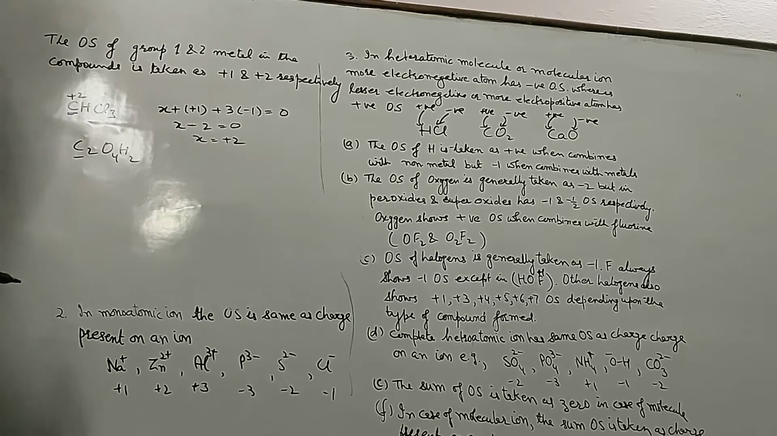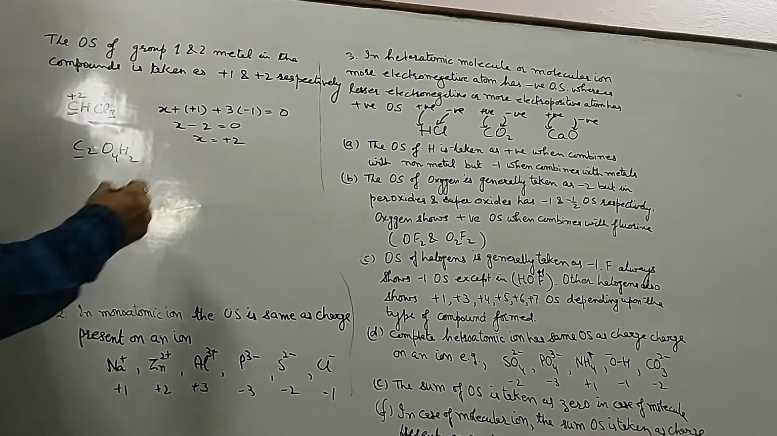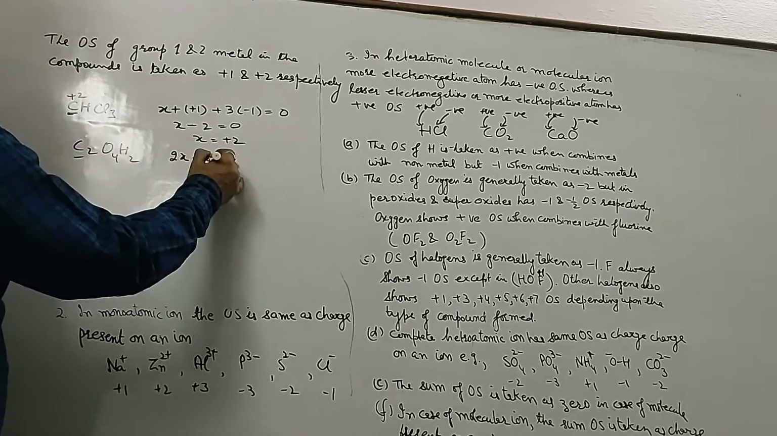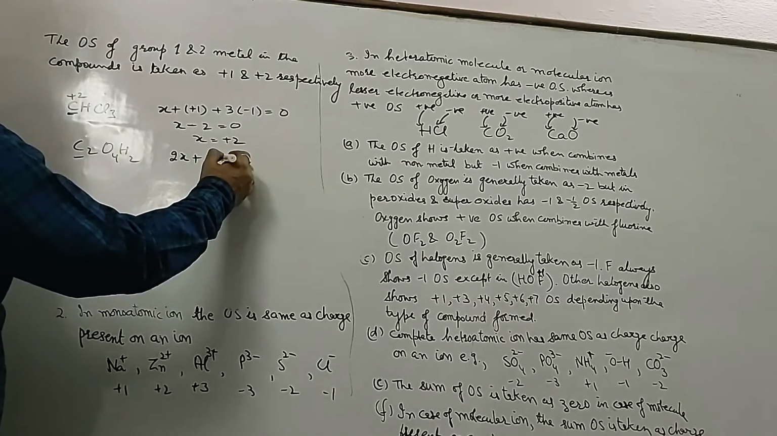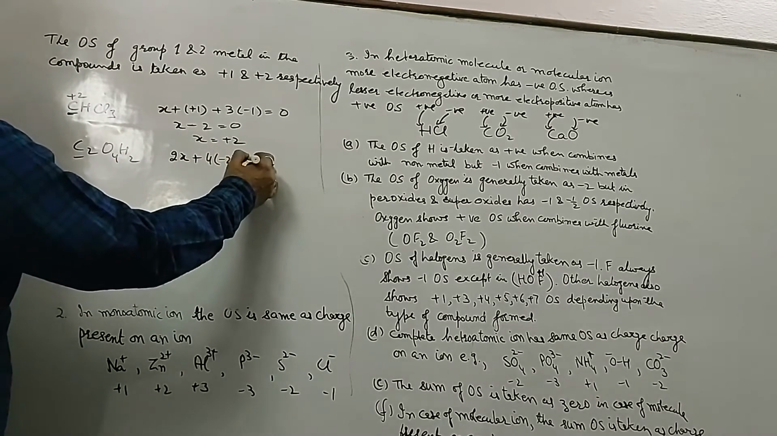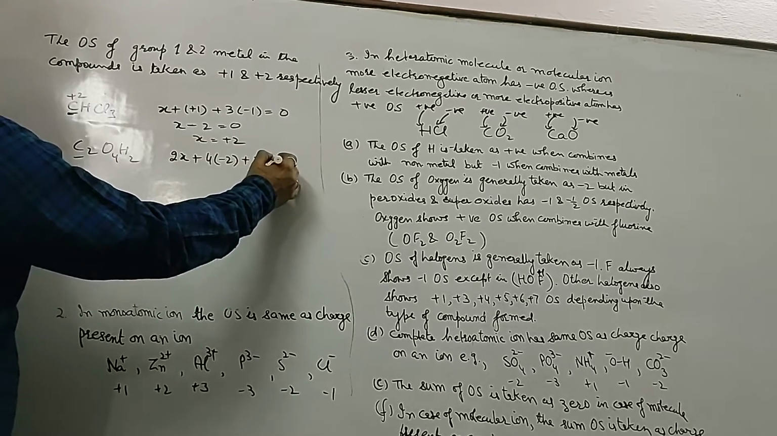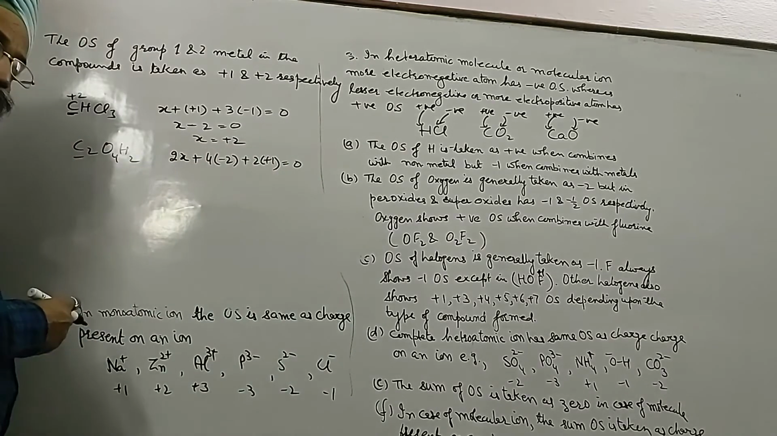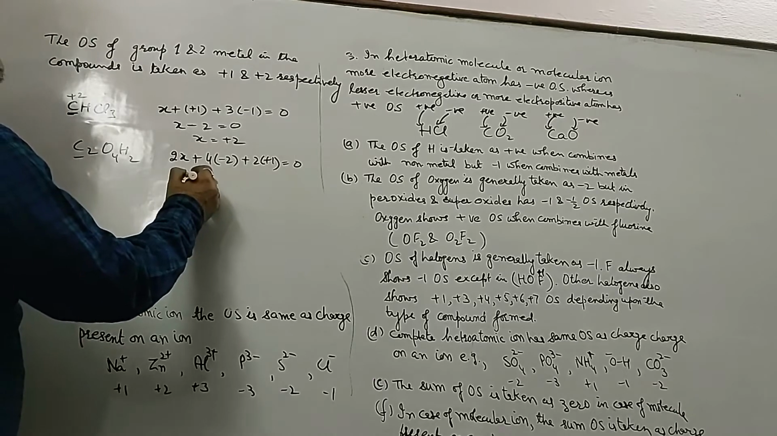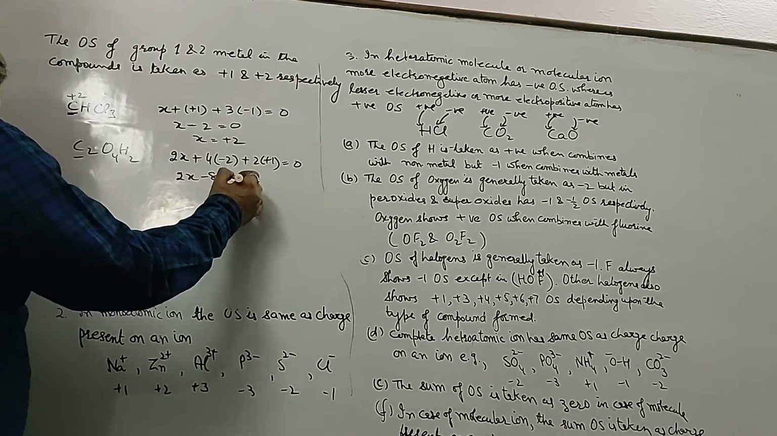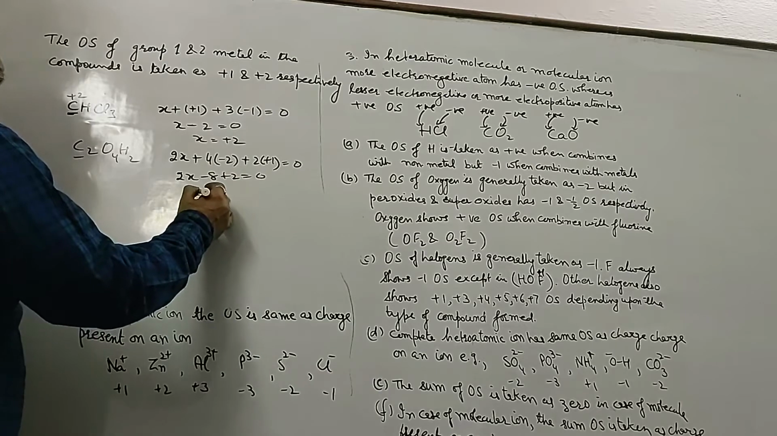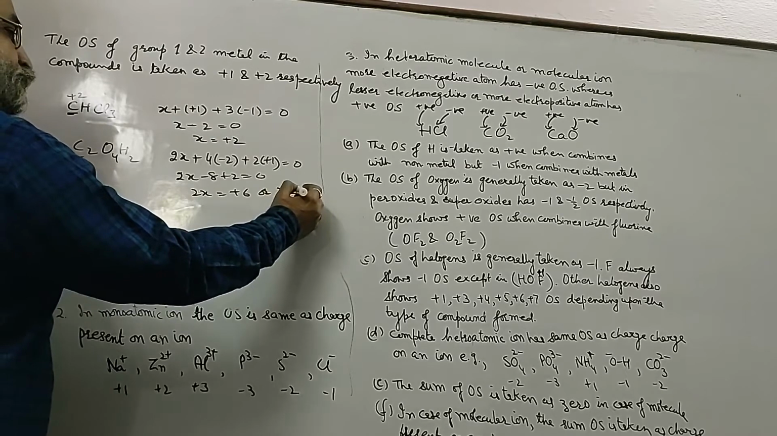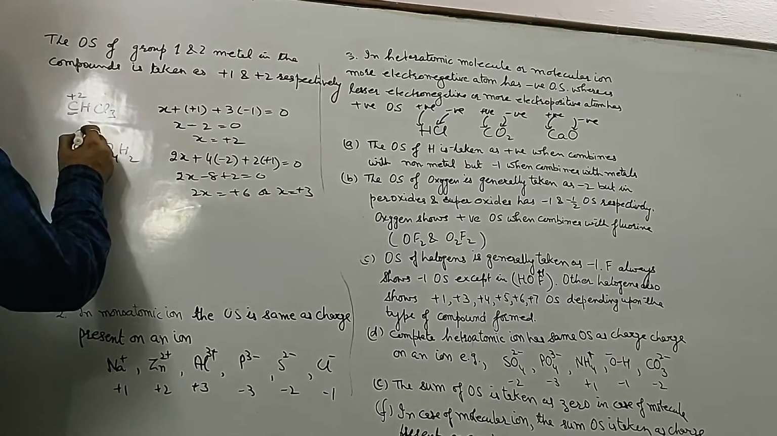I will assume the oxidation state of carbon is X. Then there are 2 carbon, means 2X plus 4. Oxidation state of oxygen is taken as -2, plus 2 into +1 for hydrogen equals 0. Then 2x - 8 + 2 = 0. Then 2x = +6, or x = +3. Then the oxidation state comes out to be +3.